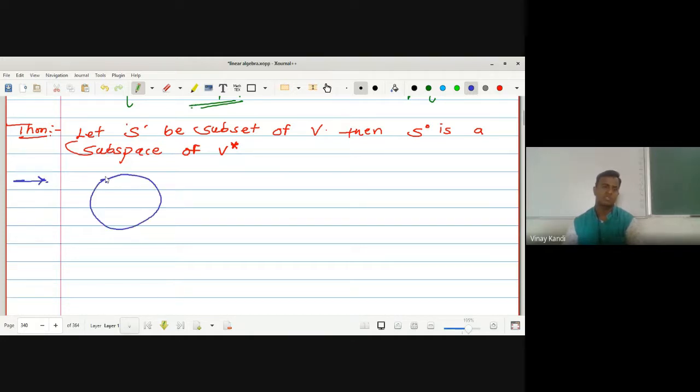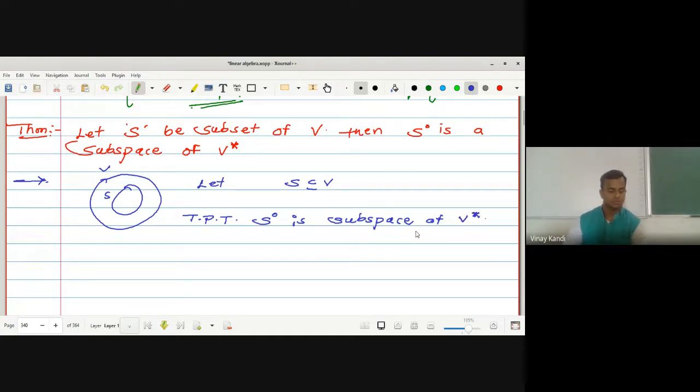Let this S be a subset of V. To prove that the annihilator of S is a subspace of V star. Okay, what is the condition to prove a subspace? If we want to show that a subset is a subspace, what condition do we have to prove?